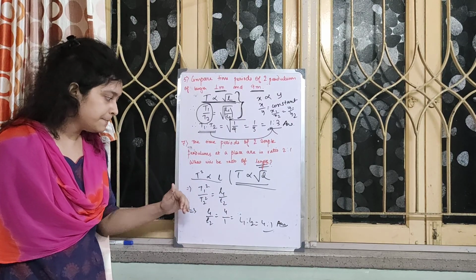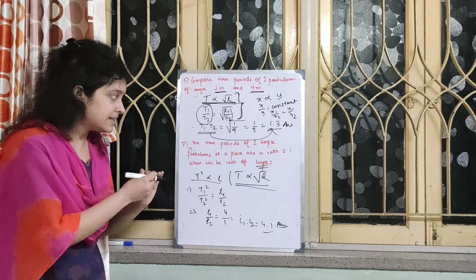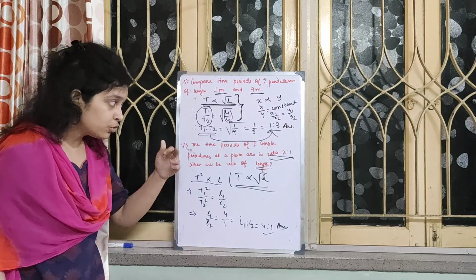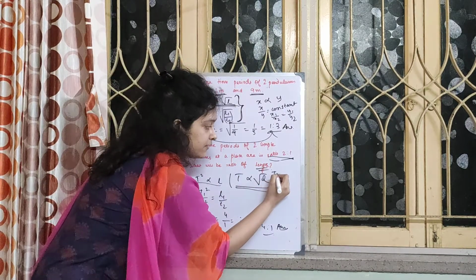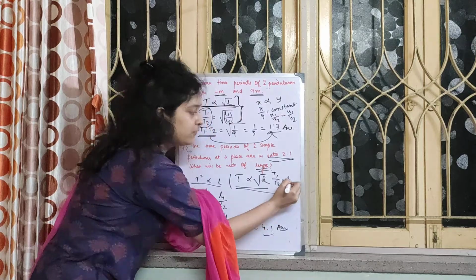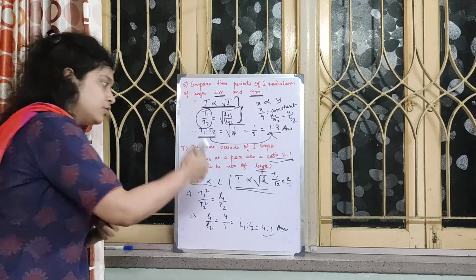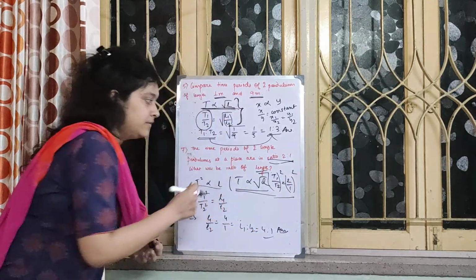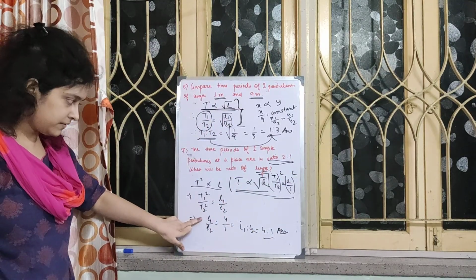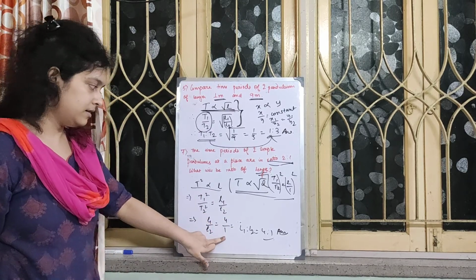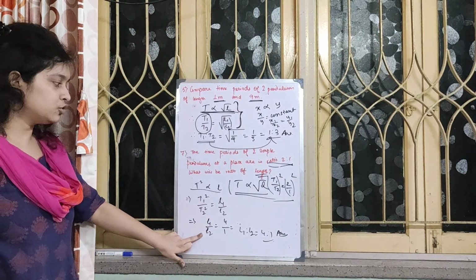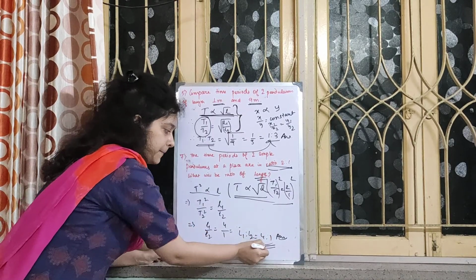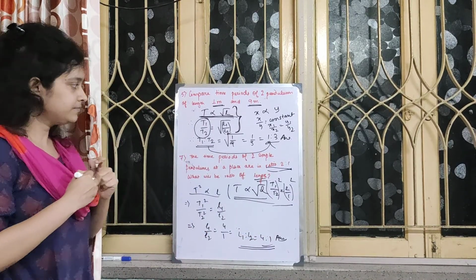In this case, again, what is given? The time periods of two simple pendulums, the ratio is given, 2 is to 1. That means T1 by T2 is 2 by 1. So, if I square it, we will get T1 square by T2 square, that is equal to 4 by 1. That is equal to L1 by L2. So, L1 is to L2, the ratio is 4 is to 1. This is the answer.